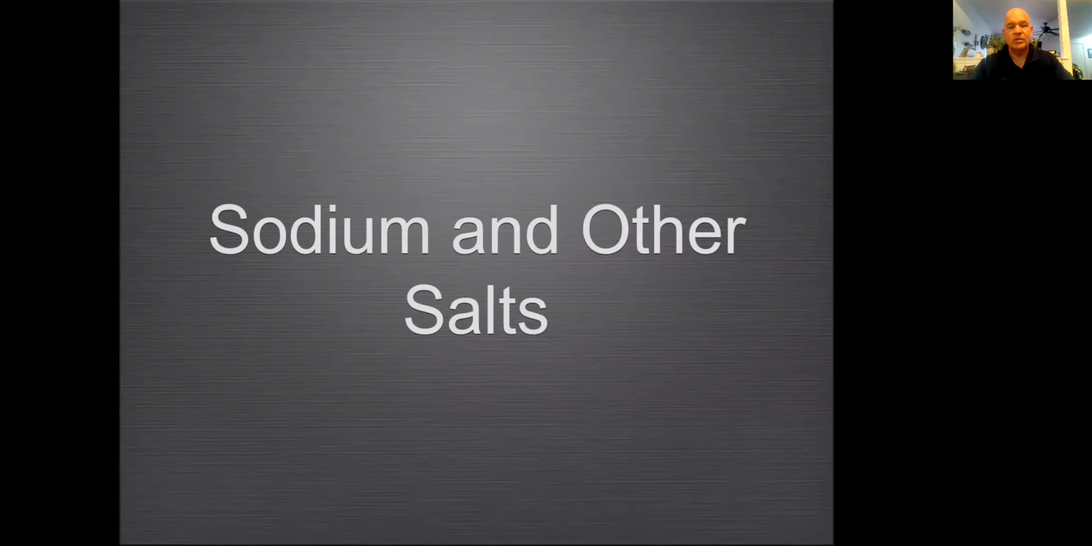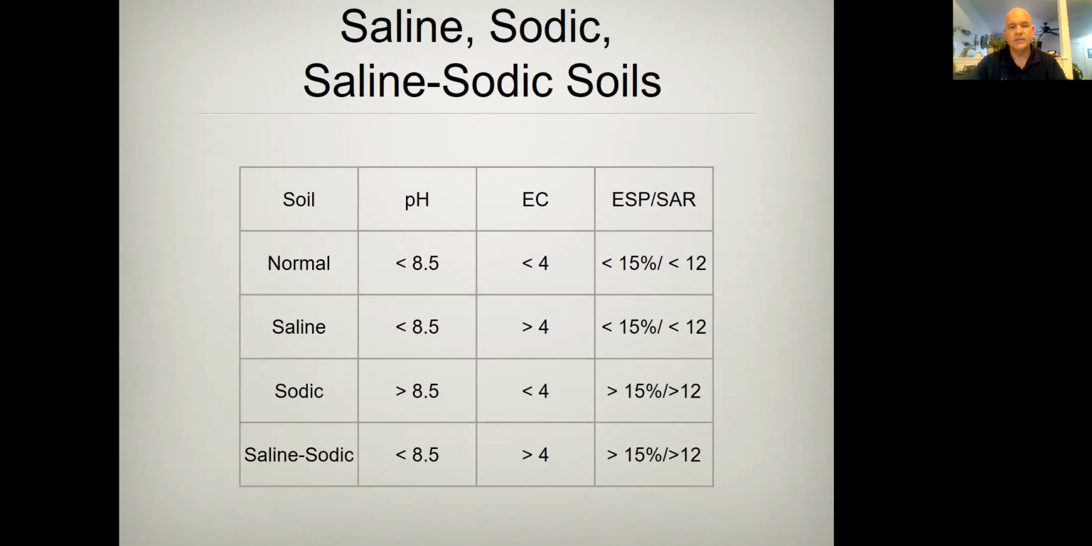One of the things we're interested in, I mentioned earlier, is sodium and other salts. We call this salinity and sodicity. Salinity is when salts in general are affecting soil. Sodicity is when sodium specifically is causing problems in soils. We see these saline soils. Here are the properties.